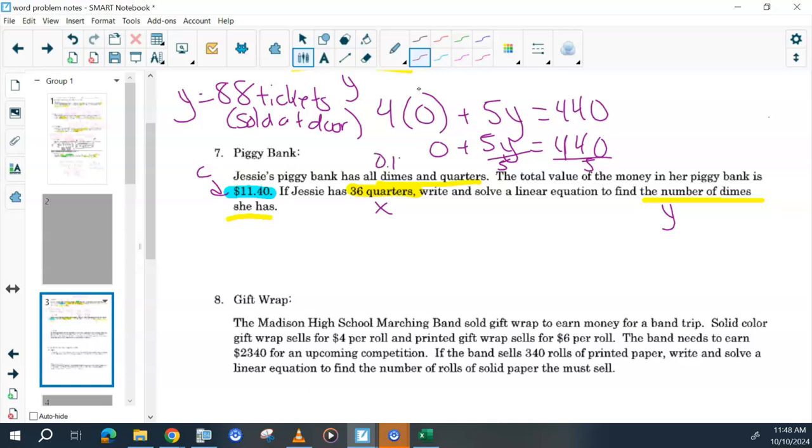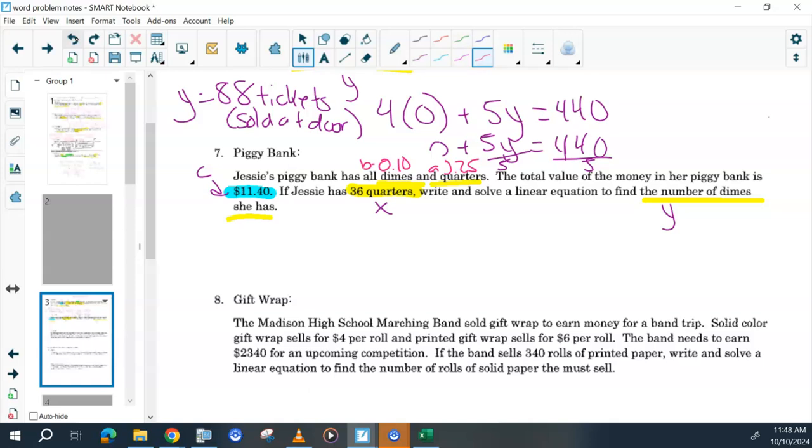So that would be your A. That would be your A and B. So then, because I labeled this X and Y quarters, this would be B. And then, I'm sorry, that was backwards. This would be A. And this would be his number of dimes. Okay. I had to make sure they went together.